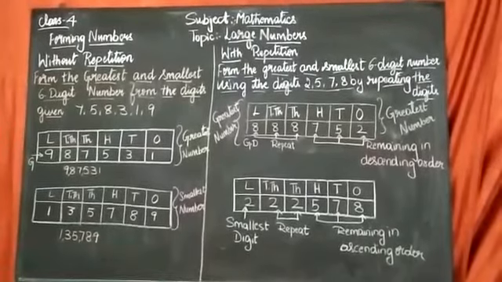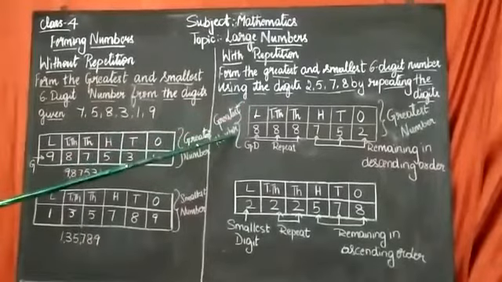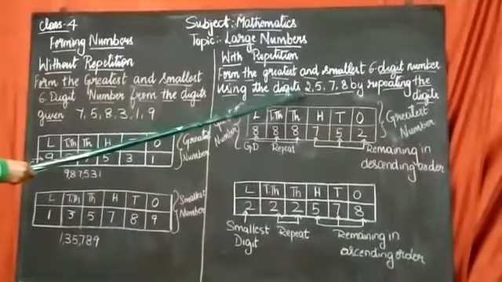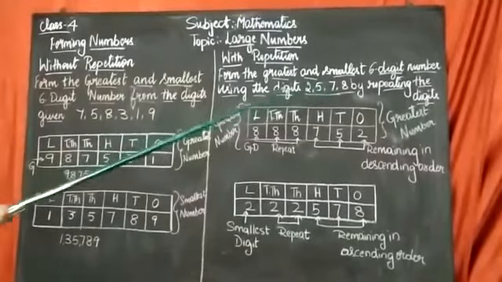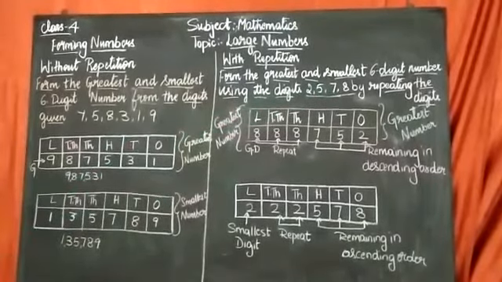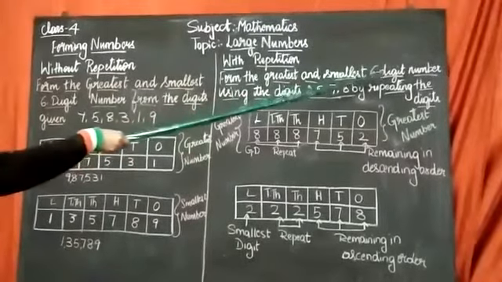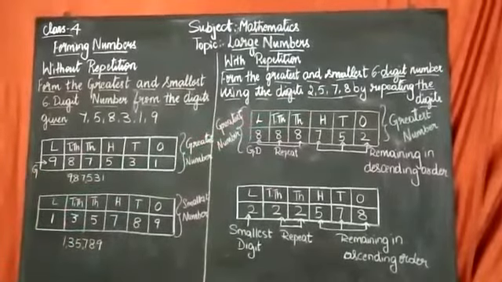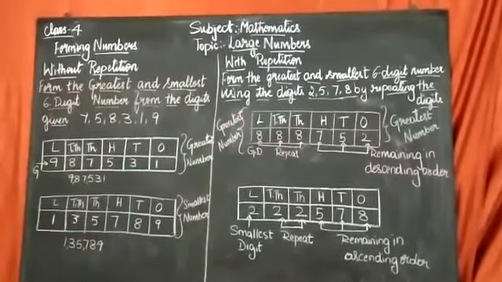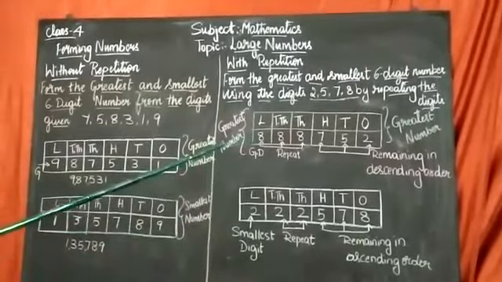Now with repeating the digits, how can we arrange the numbers? Here how many digits are given for us? 1, 2, 3, 4. And they are telling us to arrange the greatest and smallest 6-digit number. But they have given here 4 numbers. So how can you arrange a 6-digit number? You may be having a question in your mind. Let me explain about that.